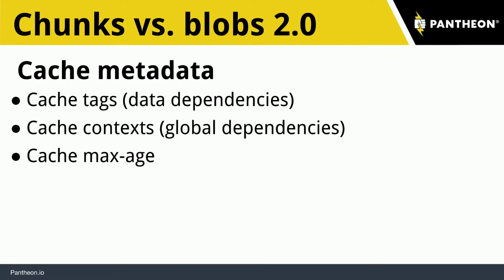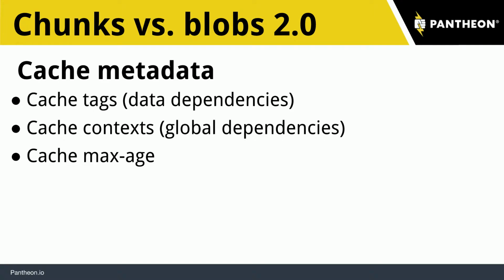We have cache context, which is a way of identifying the global dependencies, saying this shopping cart depends on this user ID. That's global to the whole request. I'm logged in to this entire page as user 456. The shopping cart depends on my user ID, so I know that this rendered HTML depends on the user ID being 456. And finally, max age. How long can we cache each element?